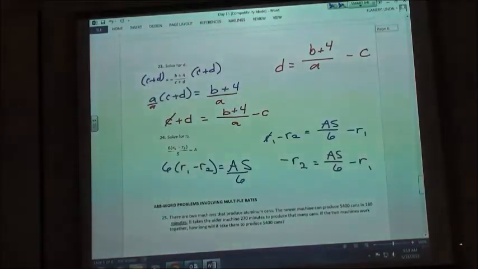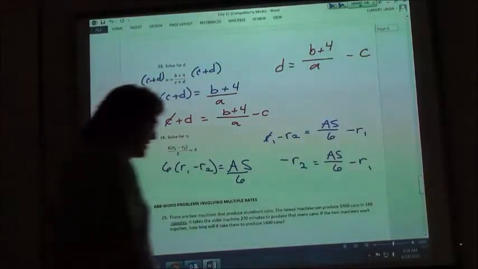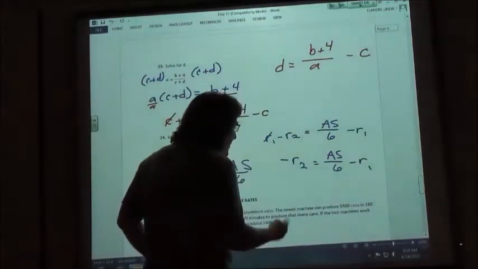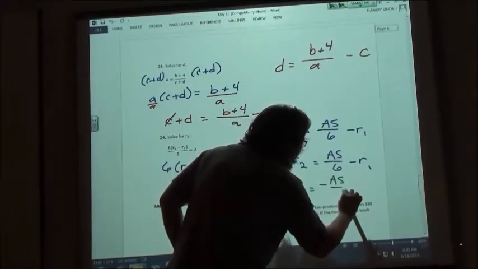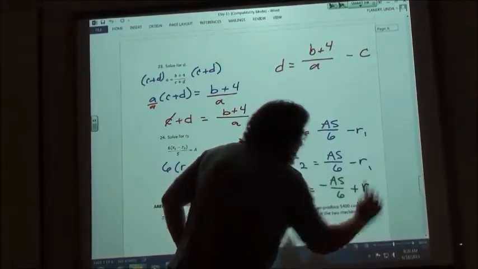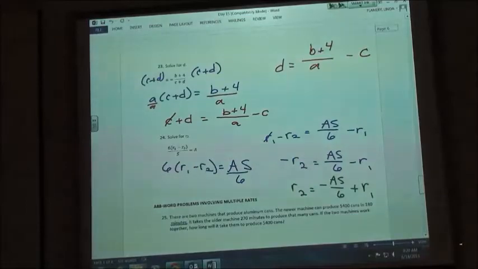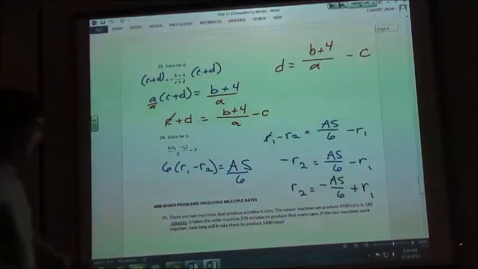And then I would have to divide by negative 1, which just basically changes all of my signs. So R sub 2 is going to equal negative as over 6 plus R sub 1. And if you wanted to switch the order of that, you could, but you don't really have to. It just looks prettier the other way.